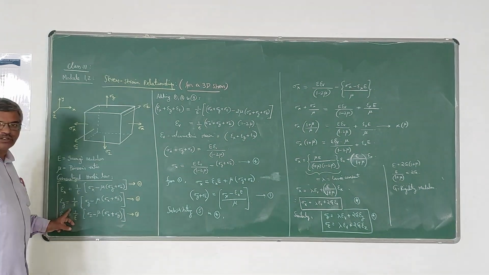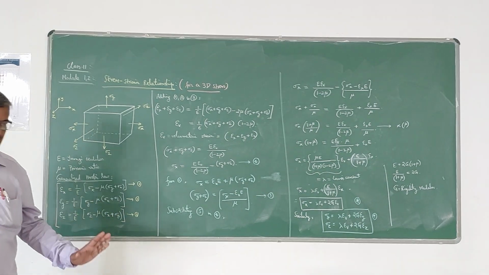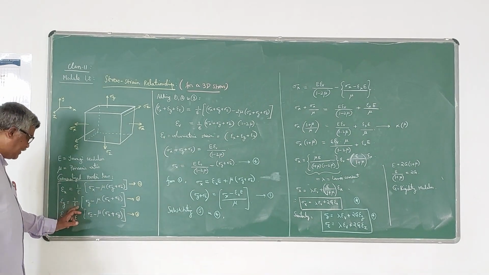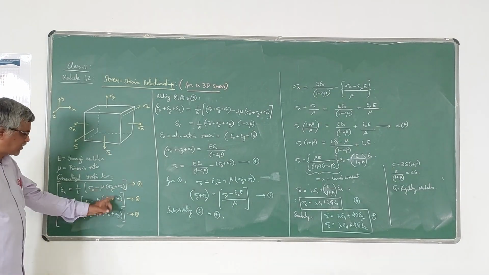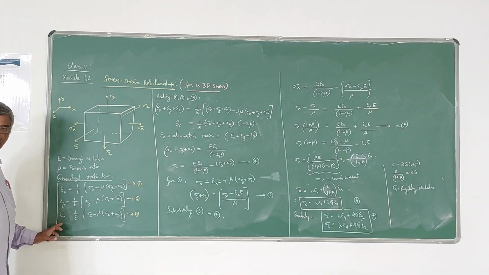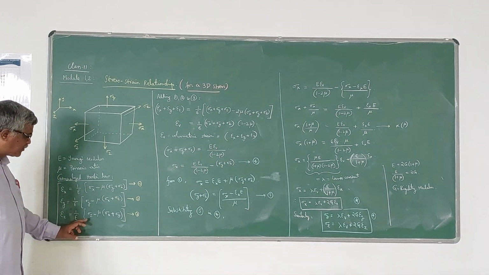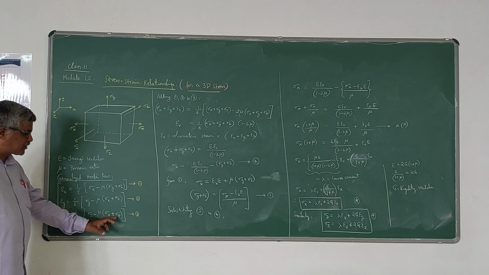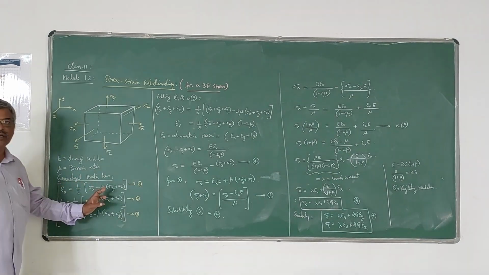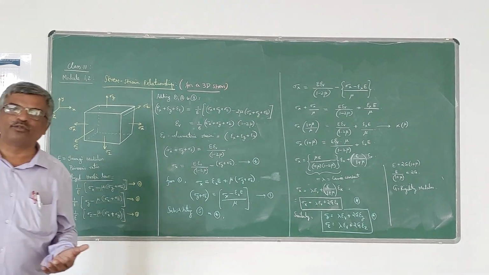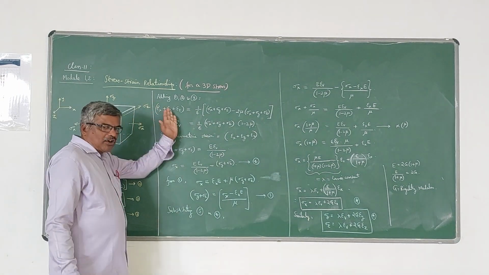Similarly, if you write for the strain in y direction due to all the three stresses, sigma x, sigma y, sigma z, it is written like this: 1 by E into sigma y minus mu times the other two, sigma x plus sigma z. Similarly, epsilon z, that is the resultant strain in z direction due to all the three stresses, is 1 by E into sigma z minus mu times sigma x plus sigma y. So these three put together are called the generalized Hooke's law, which is a combination of Hooke's law and the principle of superposition. Now the derivation starts like this.